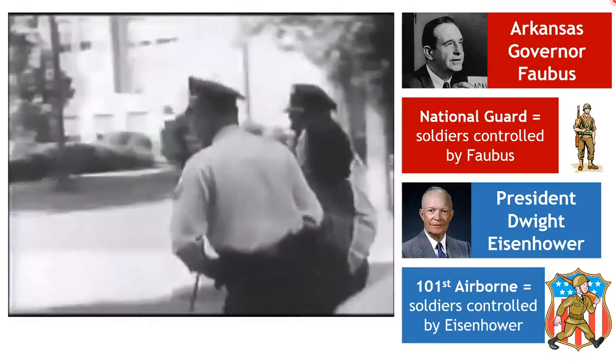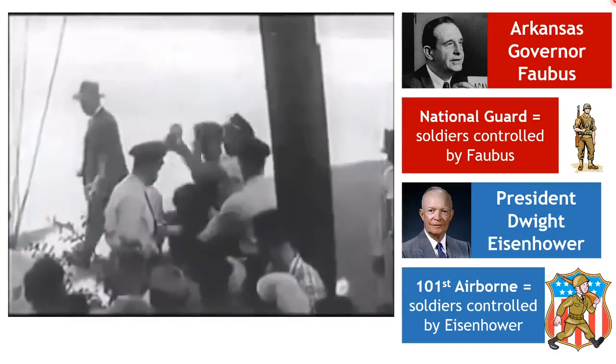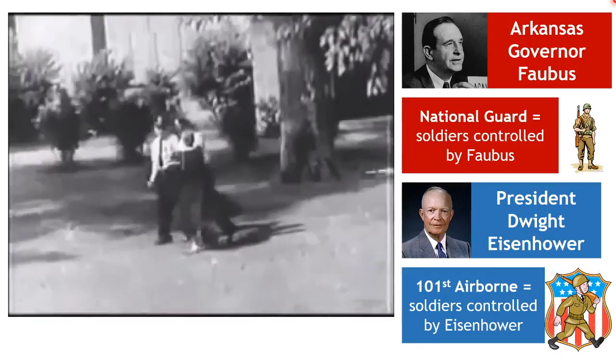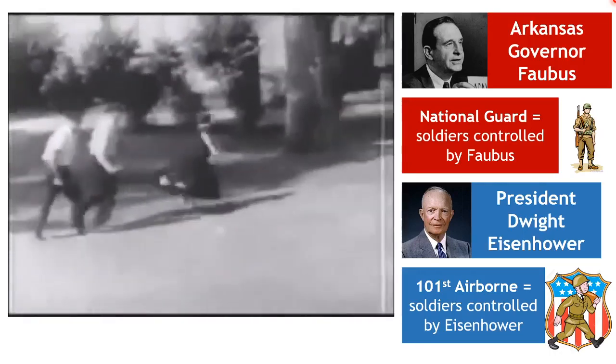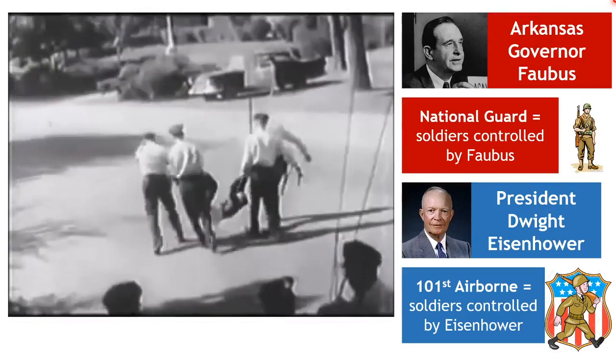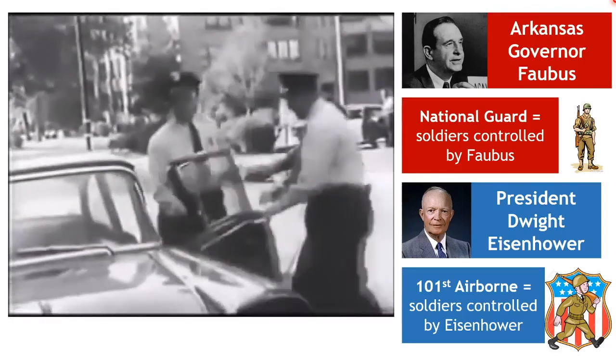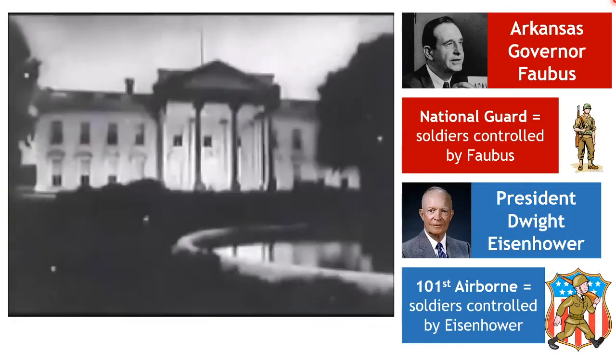The rioting was headline news. The nation and the world saw unmistakably the face of resistance. Finally, President Eisenhower realized he had to act, and he did quickly. That night, he sent in the paratroopers of the 101st Airborne Division.